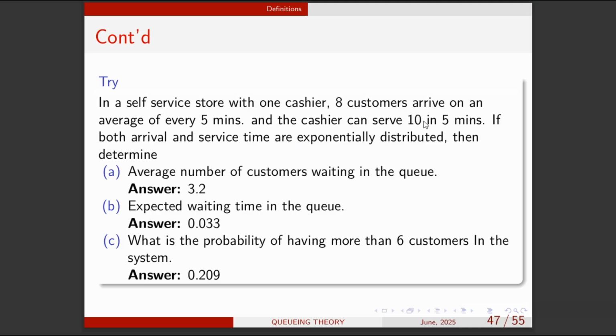And the cashier can serve 10 customers in 5 minutes. So you need 10 customers to be equal to 5 minutes, and mu customers should be equal to 60 minutes. Then you find that one as well.